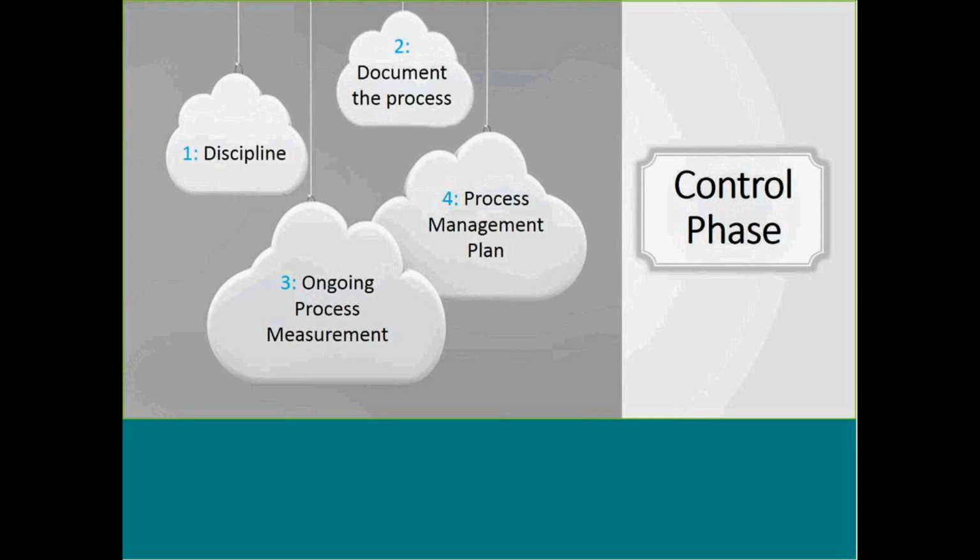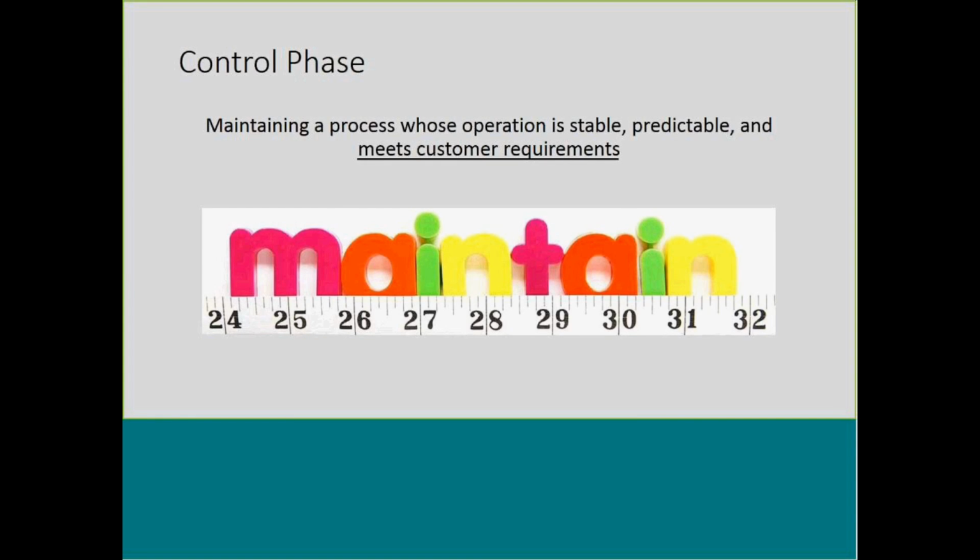Moving on to the control phase, there's 4 key areas that we will cover. Discipline, documenting the process, ongoing process measurement, and process management plan. So the control phase, maintaining a process whose operation is stable, predictable, and meets customer requirements. Most important concept there, meeting customer requirements.